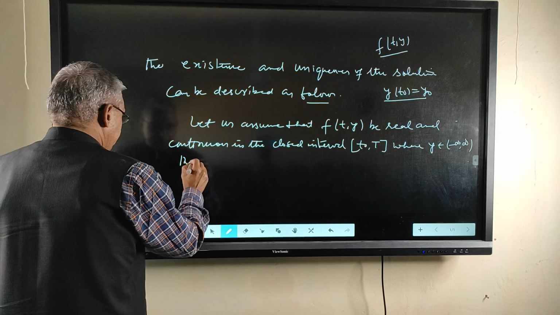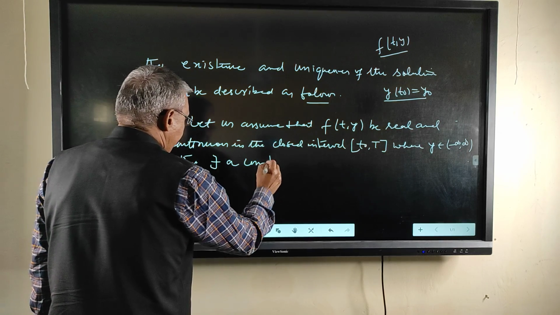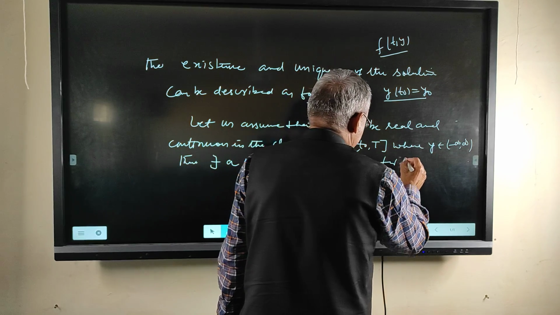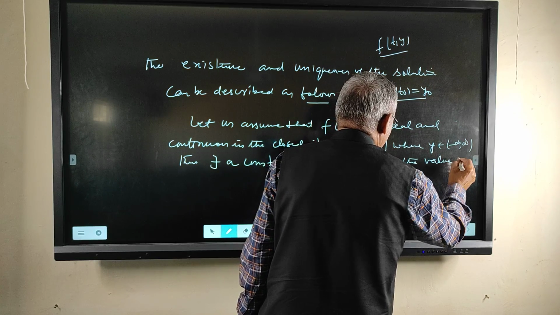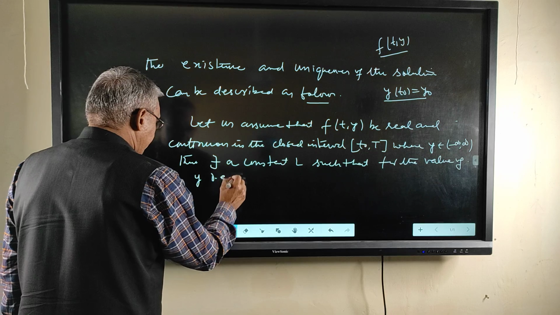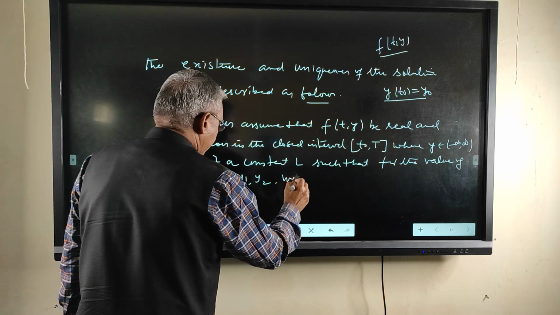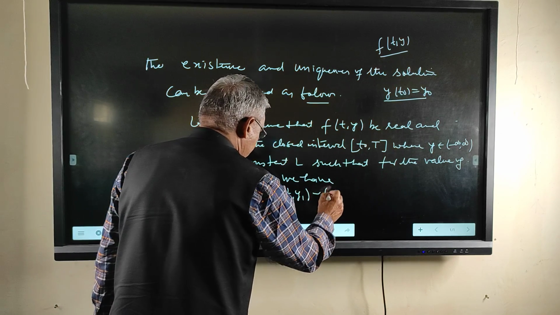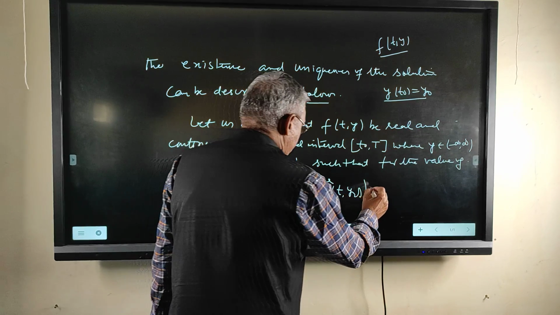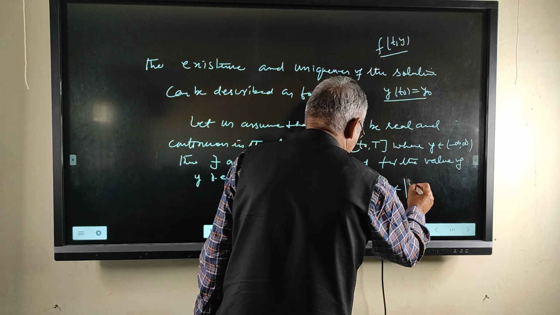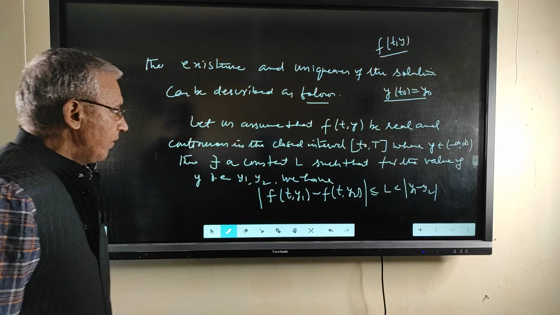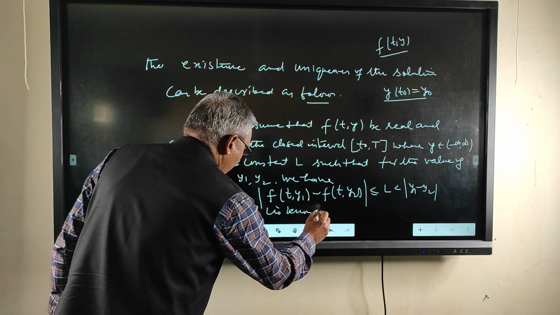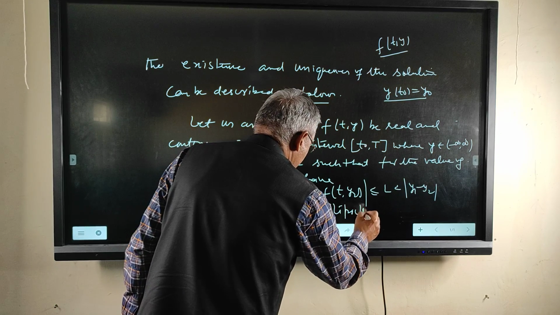Then there exists a constant L such that for any values of y, that is y1, y2, we have mod of f of t comma y1 minus f of t comma y2 is less than or equal to L times mod of y1 minus y2, where L is known as the Lipschitz constant.